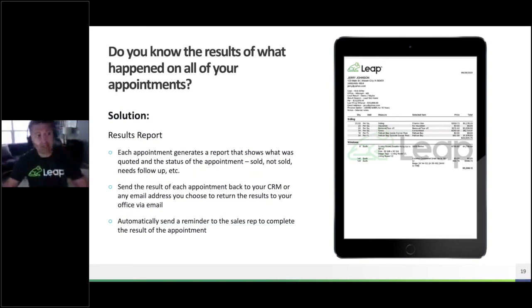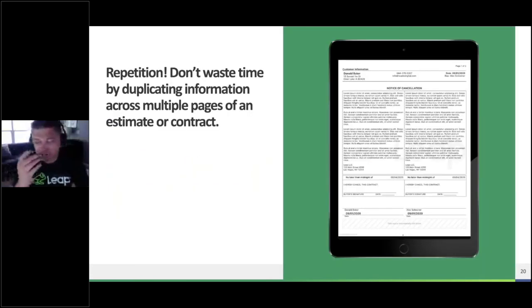Repetition: don't waste time by duplicating information across multiple pages of an estimate or contract, or really anywhere inside of the application. This is kind of where Leap was birthed. When I came out of training as an in-home sales rep, there were so many things that I was doing over and over and over again. The same math on every single lead that I ran. The only thing I was changing were the quantities on each individual line item, but the math was exactly the same. So initially I built an Excel spreadsheet that redid all my math for me.